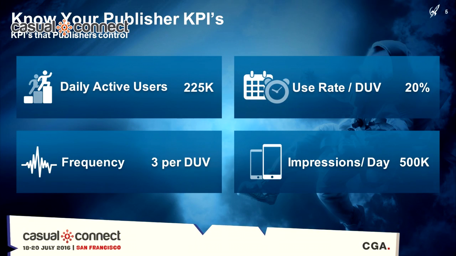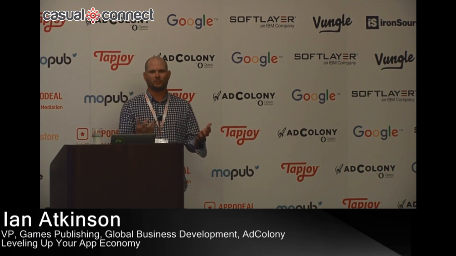The next thing that we really focus on is use rate or DUV. Use rate is the total number of users that see the video divided by your DAU, and that essentially gets you to your unique viewers. What's important about this is what we see as an ad network: your DUVs are what come into our network and drive the impressions. Which leads you to, once you have your daily unique viewers, how many videos are they seeing? What's the frequency that they're seeing?